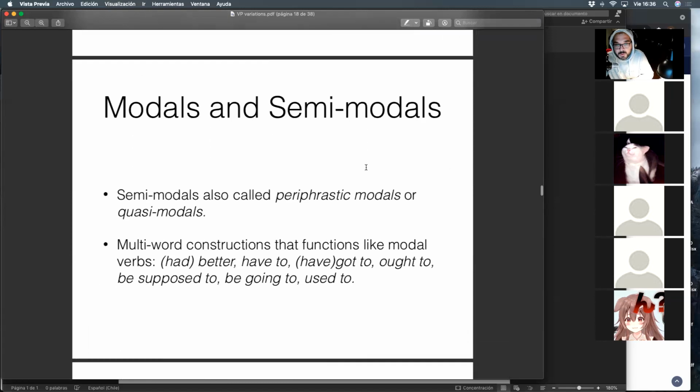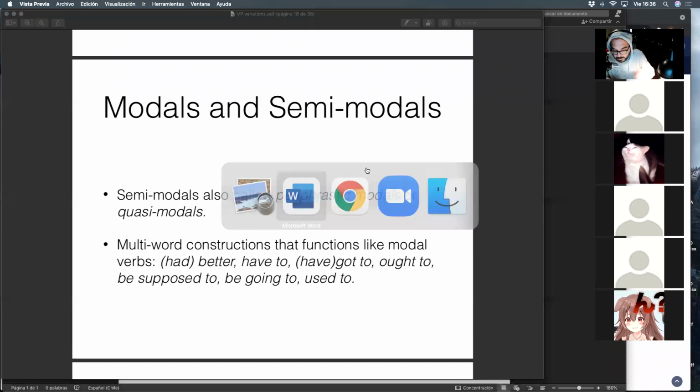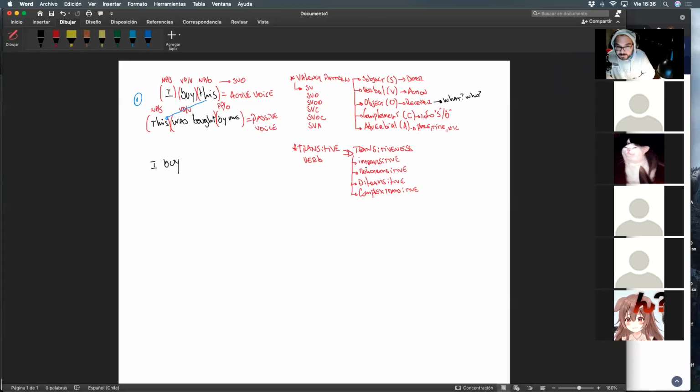Modal verbs and semi-modals. Semi-modals are also called periphrastic modals or quasi-modals. Why periphrastic modals? That's something I explained yesterday. Periphrasis or a periphrastic construction happens when you can't put an inflection on some item, then in order to express that grammatical meaning, you are going to use another item in front of that, right? So I'm going to make a quick summary of it.